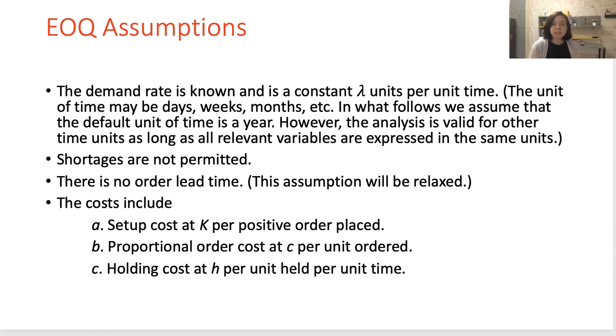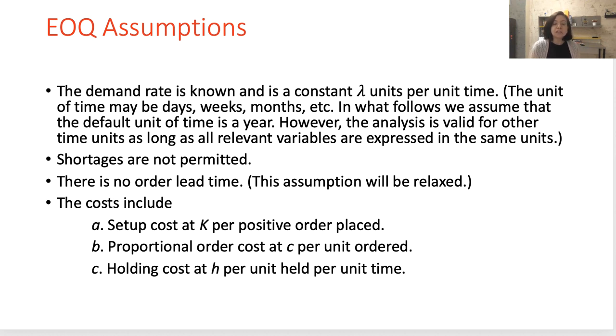There are some assumptions in the EOQ model. The first assumption is that the demand rate is known and it is constant. It is lambda units per unit time. This unit time can be days, weeks, months, etc. But we will mostly consider it as a year. But of course, the analysis is valid for other time units as long as all the relevant variables are expressed in the same units. I mean, if I express my demands yearly, then I should also express the inventory holding cost yearly.